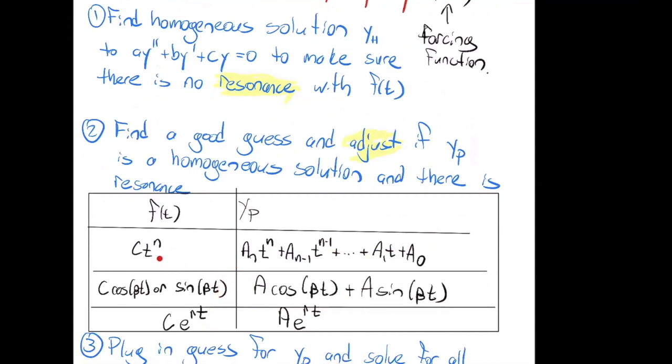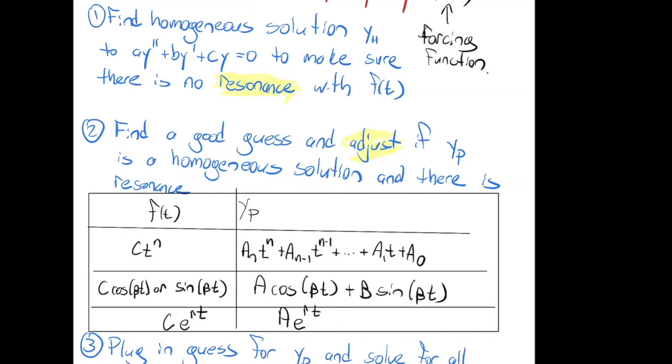So if our forcing function is a power function, then we're going to guess a polynomial that has the same degree. If we have a cosine or a sine, then we talked about why we need to include both of these. Let me correct that. We would want to include both the cosine and the sine terms in the guess. And if we had an exponential as the forcing function, then we would guess an exponential function with the same power.